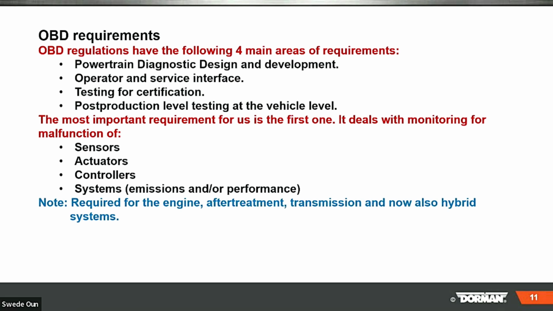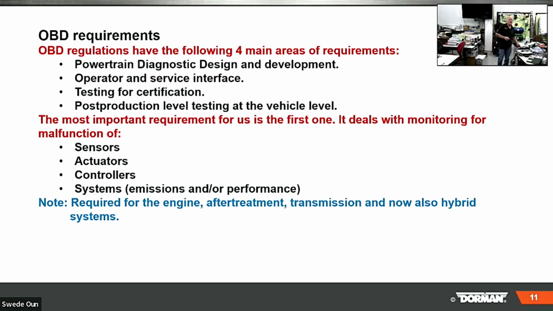The OBD regulations have the following 4 main areas of requirements: powertrain diagnostics, design and development, operator service, testing for certification, and post-production. Now, for us guys, the most important requirement is the first one. It actually deals with the monitoring for malfunction of sensors, actuators, controllers, and again, systems, emissions, and or performance. Required for the engine, aftertreatment, transmissions, and now also hybrid systems.